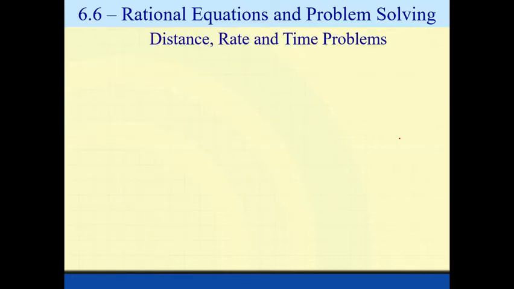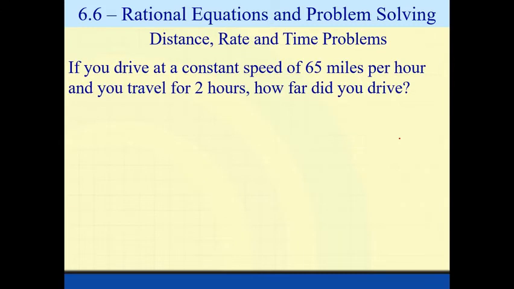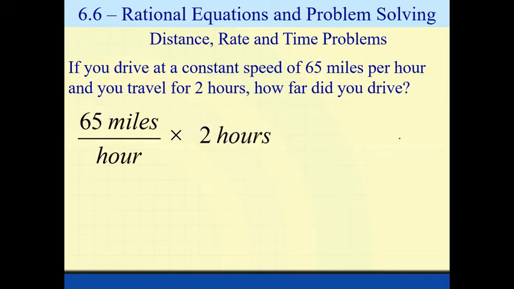All right, another set of problems that we get to use when we want to do rational equations is our distance, rate and time problems, okay? So like if you're driving a constant speed of 65 miles per hour, you travel for 2 hours, how far did you travel? Well, that's 65 miles per hour times the 2 hours, and that's going to be equal to 130 miles. So when we're doing these types of problems, there are 3 types of formulas we can use.